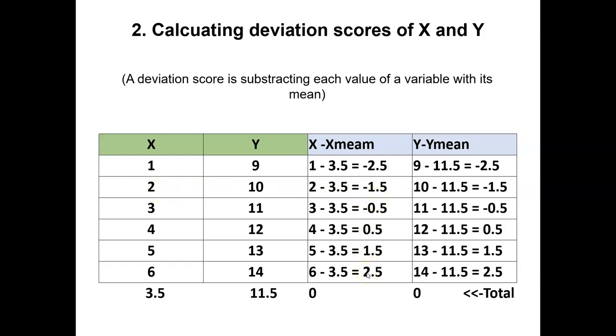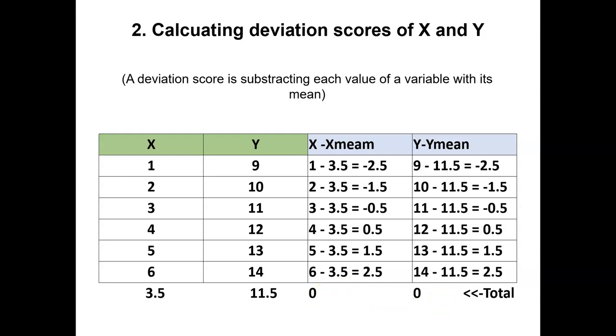I do the deviation scores for all the elements in x, and similarly I do it for y as well. I subtract each value of y by its mean, that is 11.5, and I get all the values. One way to check whether you are doing it the right way or not is to sum all the values and you get 0. If you are not getting 0, that means there is some error in the calculation.